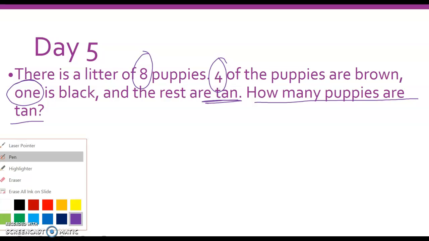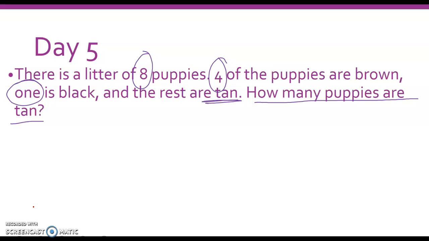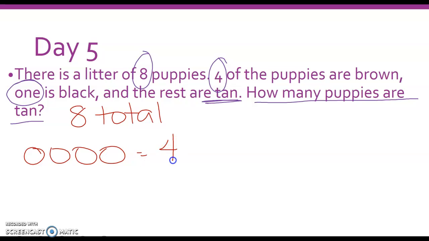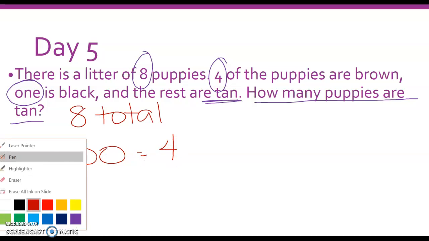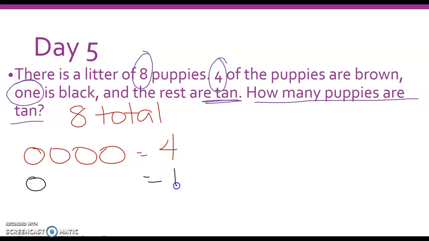So the first one is brown. So 8 total. So I have 4 brown. So 1, 2, 3, 4. They're brown. 1 is black. And we have some number for tan. I know it's orange. Some number for tan. So we have a total of 8. We know about 4 and 1, and we're trying to find our missing number. So we have our total.